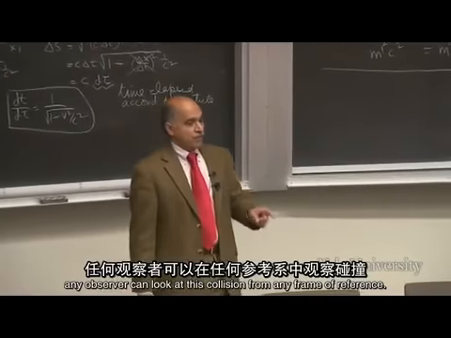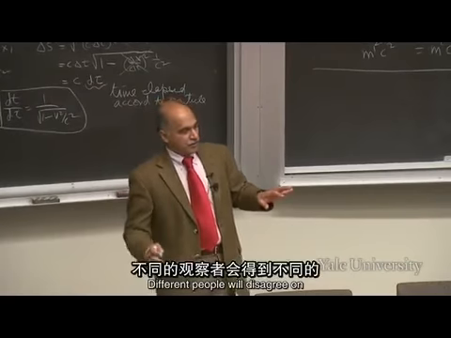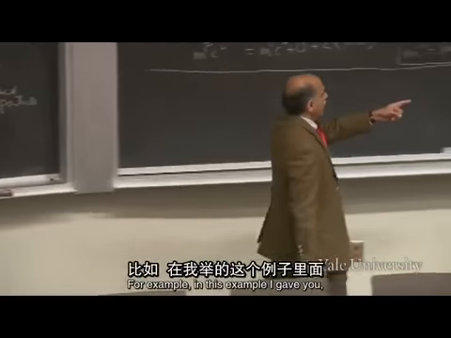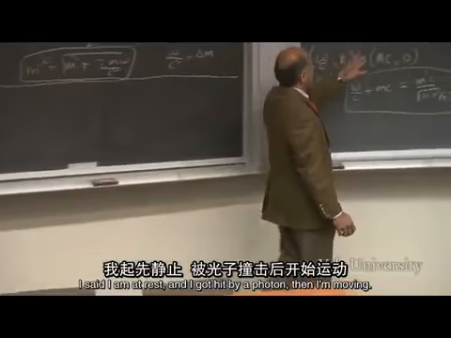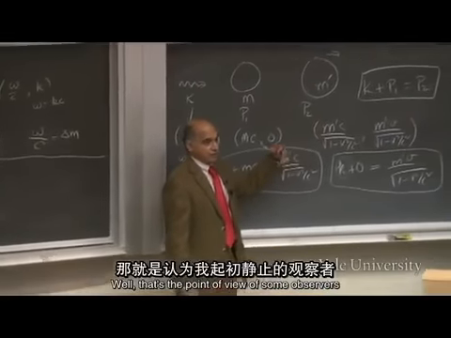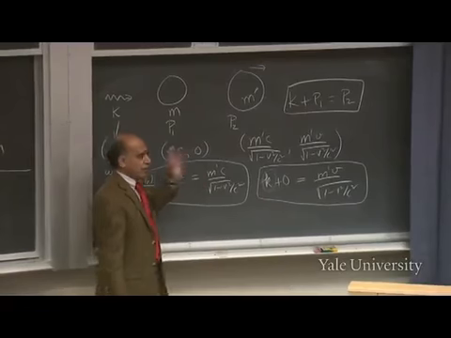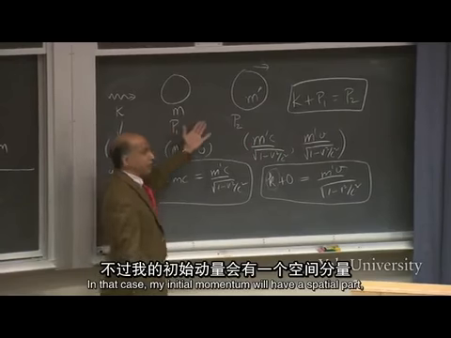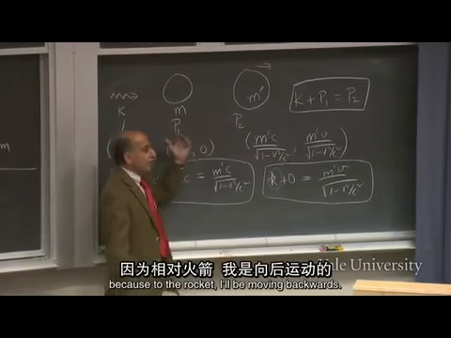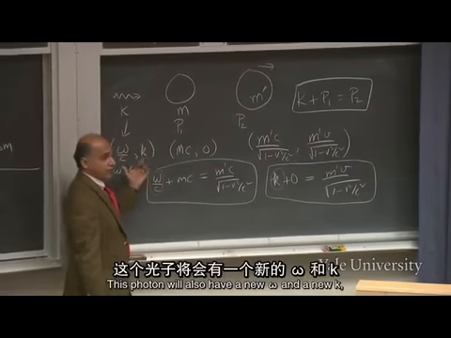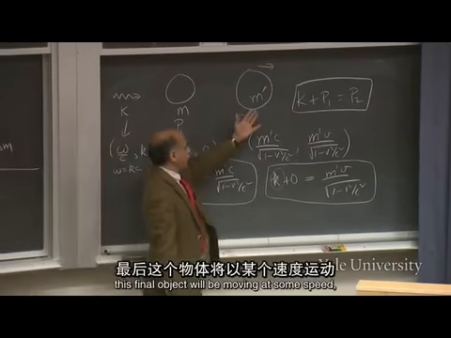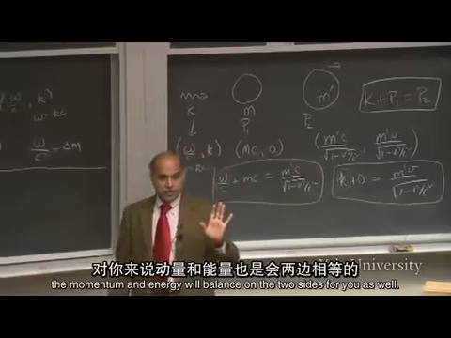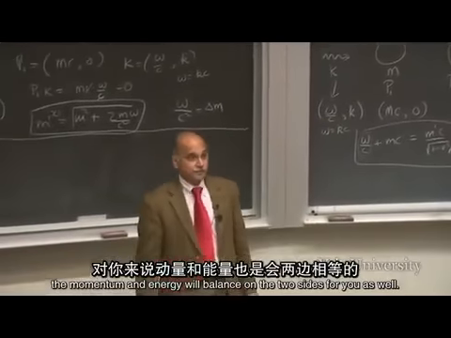And the beauty is, any observer can look at this collision from any frame of reference. Different people will disagree on what's the energy and what's the momentum of the particle. For example, in this example I gave you, I said I am at rest and I got hit by a photon, then I'm moving. Well, that's the point of view of some observer for whom I was at rest initially. You can see the whole thing from a rocket. In that case, my initial momentum will have a spatial part because in the rocket I will be moving backwards. This photon will also have a new omega and a new k, which you can find from Lorentz transformation. This final object will be moving at some speed, so everything will look different. Nonetheless, the momentum and energy will balance on the two sides for you as well.